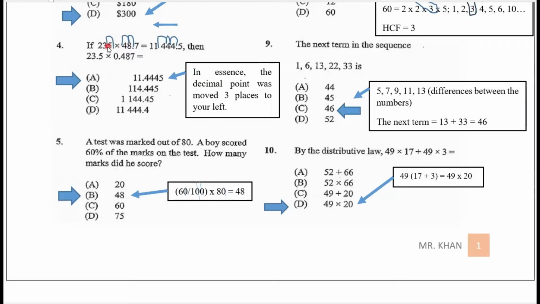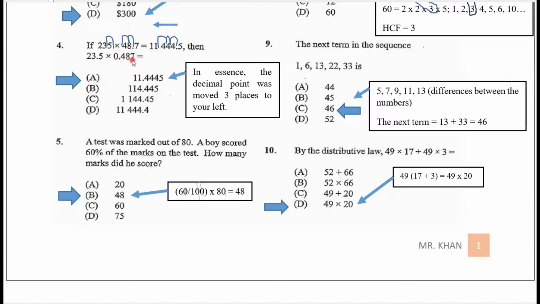In case you're wondering, what do we mean by move the point one place to your left? Well, at the end of the 235, we can imagine there's a decimal point. With all whole numbers, there's a decimal point at the end. We just don't see it, but it's assumed to be there. So if I move the point one place to my left, I will get the 23.5. With the 48.7, I need to move that 2 places to my left, and I'll get 0.487.